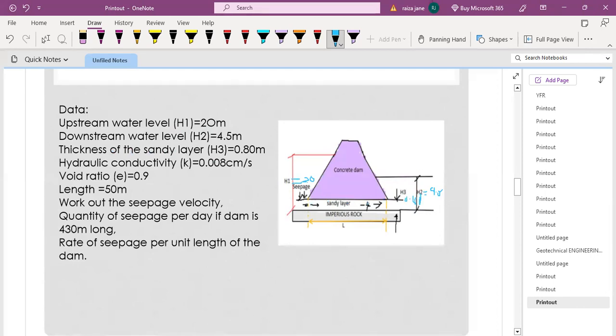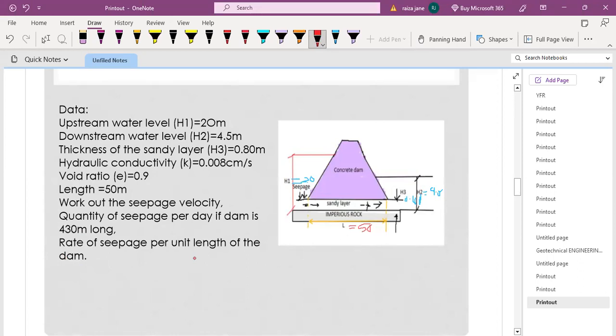Sorry for my writing. Naka-mouse lang kasi. Wala pa akong ano. And our length will be 50 m. Ayan, yung sa concrete dam na length. Sabi, work out the seepage velocity, quantity of seepage per day, if dam is 430 long, and the rate of seepage per unit length of the dam.